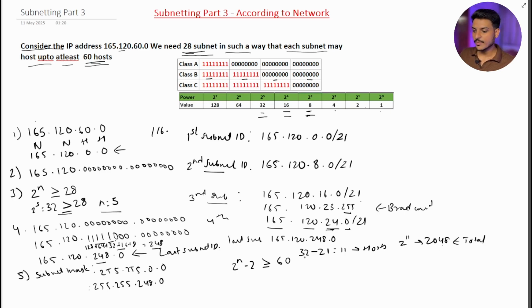If we subtract 2 from here, 2048 minus 2, it will give us 2046. So this satisfies our condition, meaning 2 raised to n minus 2, which is 2046, is greater than or equal to 60. So this satisfies this condition also. This way we have done subnetting according to network.